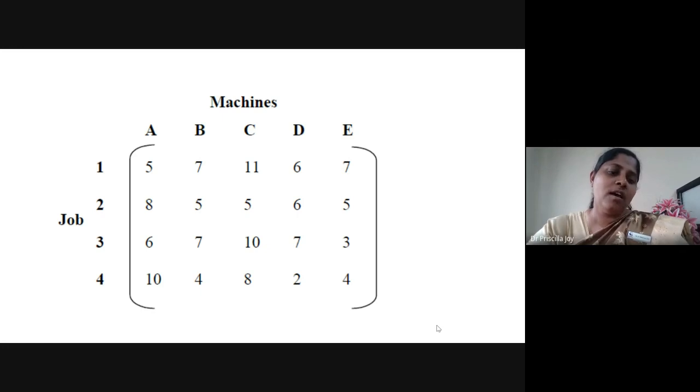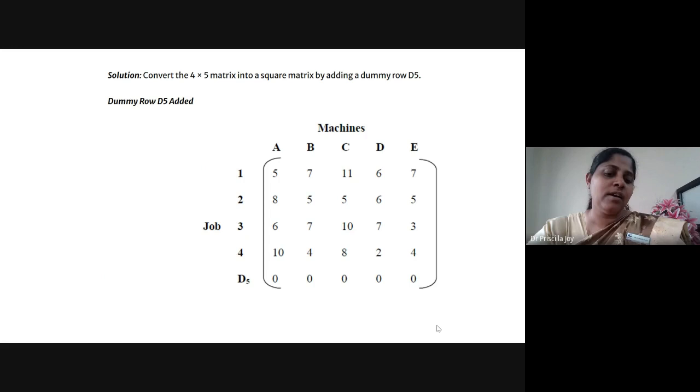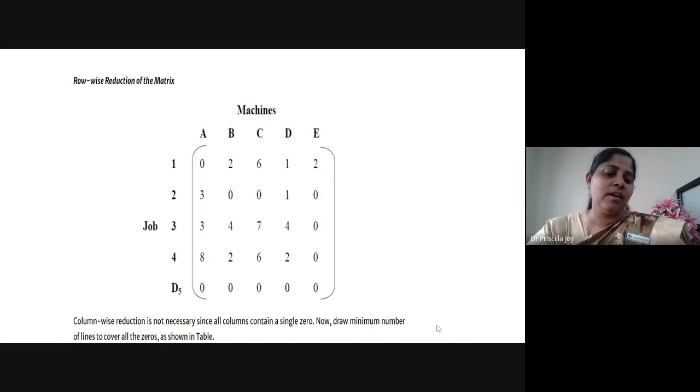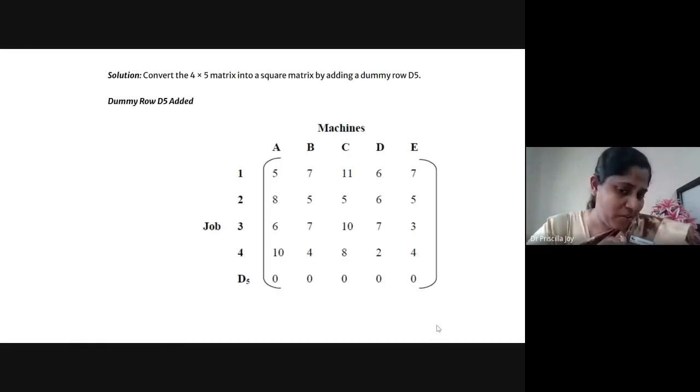For that, as we did in the transportation problem, we will add a dummy row or dummy column, whichever is necessary. Here the number of rows is 4, and we need to make it 5, so we add a row containing 0 elements. This is the dummy row, D5. Now our 4 by 5 matrix has changed to a 5 by 5 matrix. Now it is a balanced one.